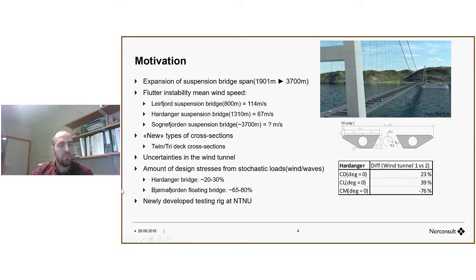And on top of that, consider that the Bjørnafjorden has 65 to 80% of its design stresses from wind and wave. That's that much. And you see, if you have so many inconsistencies in the tests, of course this is going to be a major concern for the price and for the safety of the bridge. And Antonio also has a newly developed forced vibration rig that tries to handle this problem.